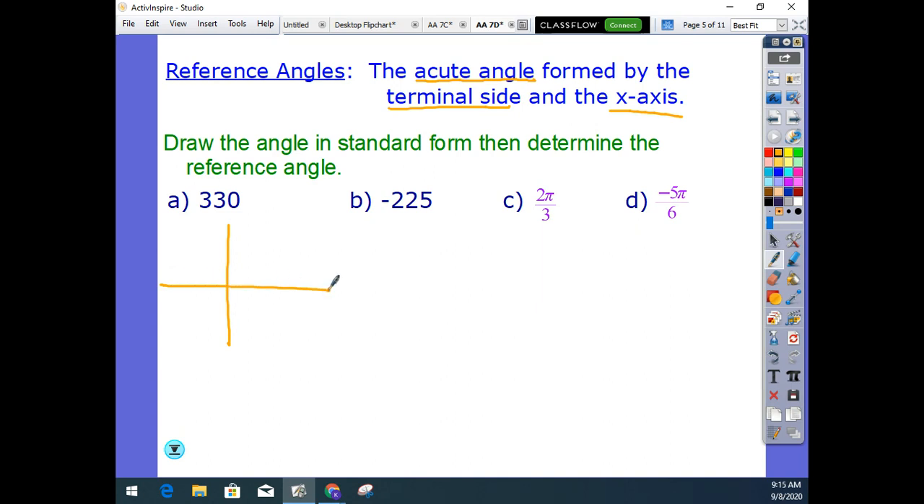All right, so I'm starting to run out of time, so I'm going to hustle through the end here. 330 degrees. If I go all the way around the circle, remember this is 360 all the way around. So 330 puts me right here. See how this is a 30-degree angle? Because that's what's left in between. So it's the acute angle formed by the terminal side and the x-axis. All right, I'll have to finish this later.